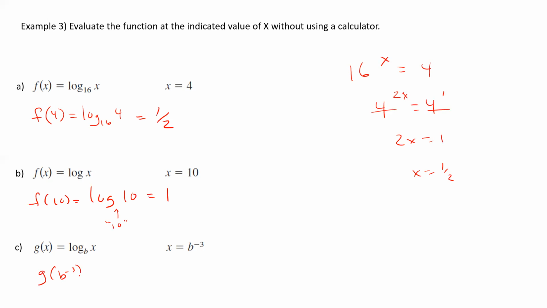Ooh, and the fun part. B to the -3. Okay, log base B of B to the -3. What exponent do you put on B to give you B to the -3? -3. Of course, because that would make sense.